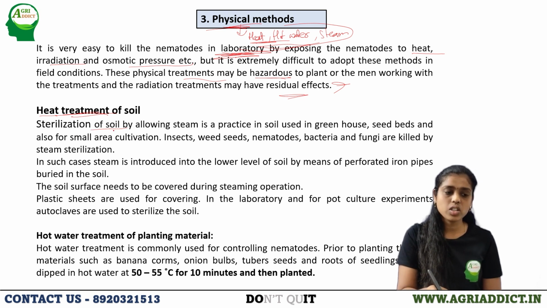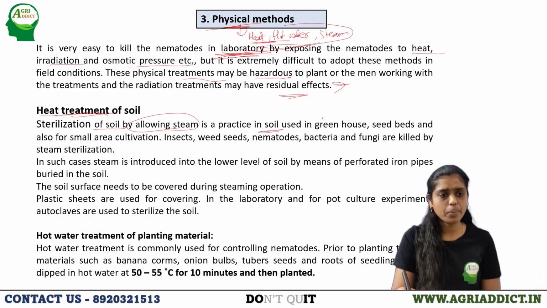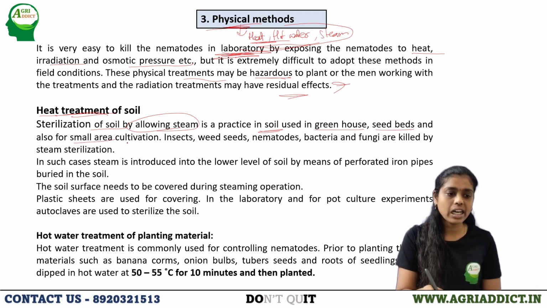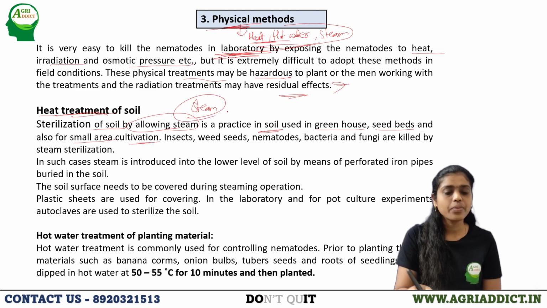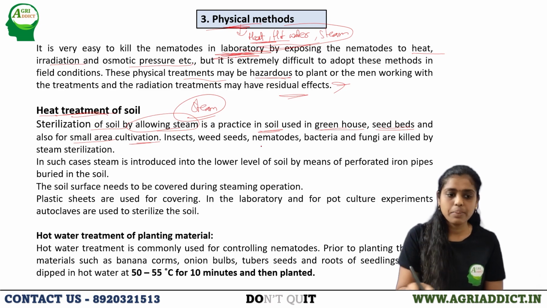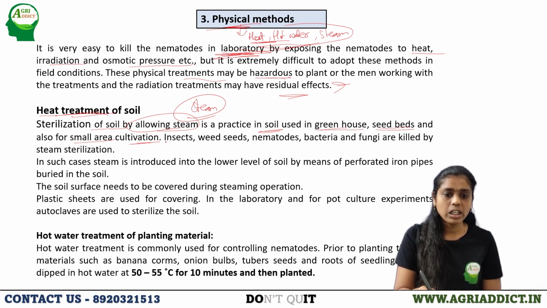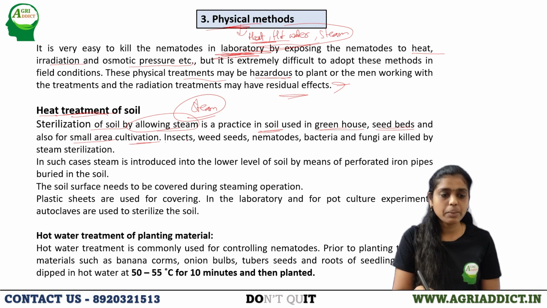Here the sterilization of the soil can be made by allowing steam into the soil. Normally this is followed in greenhouses, seed beds, and also for small area cultivations. Here the steam is used for sterilization of soil, and this is only possible in small areas like greenhouses and seed beds. The organisms that can be killed by using steam are insects, weed seeds, nematodes, bacteria, and fungi.